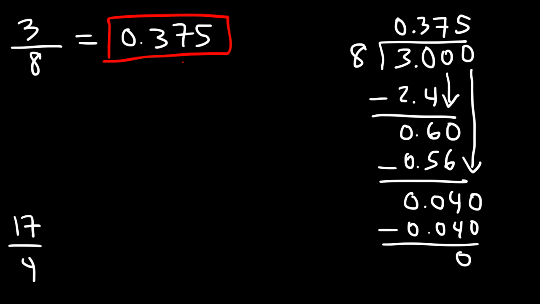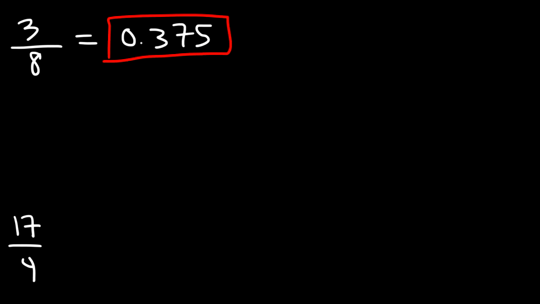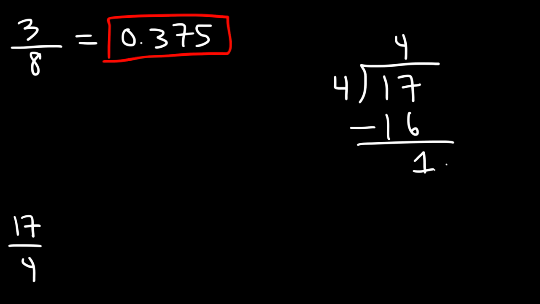And so that's it for the first example. Now what about the next one? What is 17 over 4 as a decimal? Well, let's find out. So how many times does 4 go into 17? 4 goes into 17 4 times. 4 times 4 is 16. And the difference between these two numbers is 1. So 4 doesn't go into 1. So we need to add a 0.